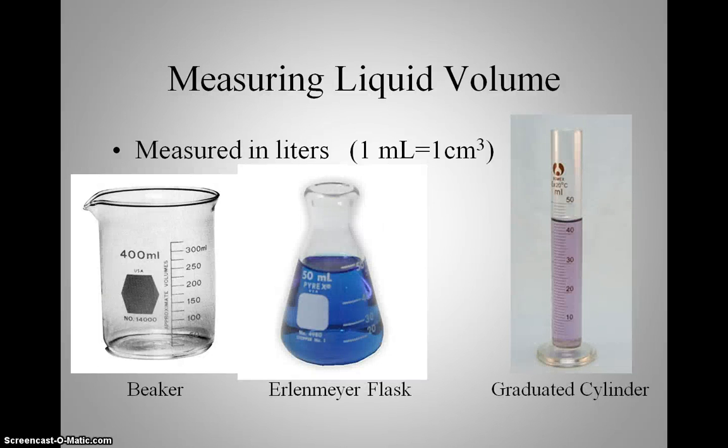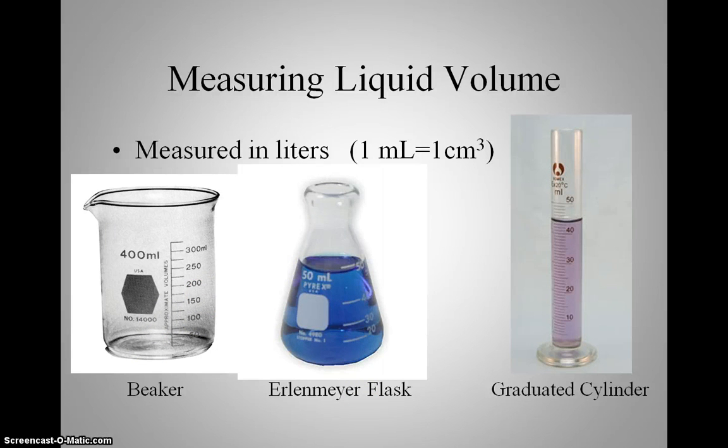Now, there's lots of different glassware and instrumentation that we have in the lab that can hold liquid. We have beakers here, we have flasks, this is an Erlenmeyer flask, and graduated cylinders. Now, if you notice, each one of them has a scale on the side and has a volume measurement. So this is a 400 milliliter, and obviously they aren't to scale. This is a 50 milliliter, this is a 50 milliliter.